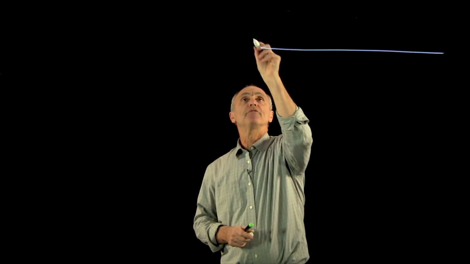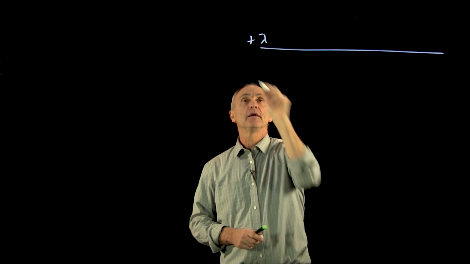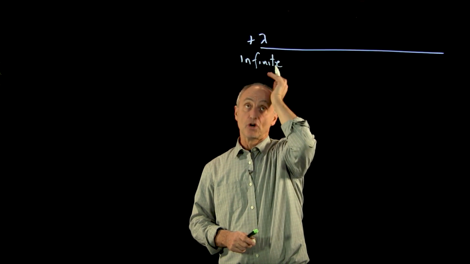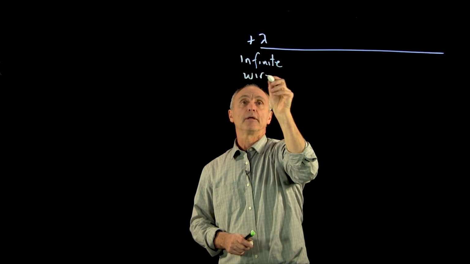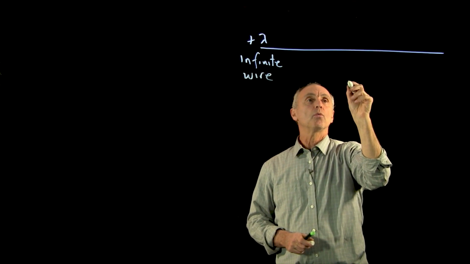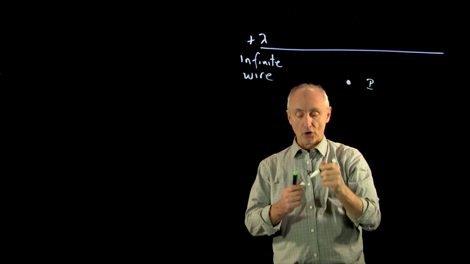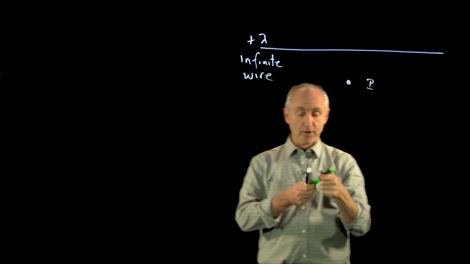I would now like to calculate the electric field for another geometry, which is an infinite wire, plus lambda. So this is a wire with a uniform charge density, charge per unit length, lambda. And I would like to consider what is the electric field outside the wire. Now, I'll just do it below, but the same argument will apply above.